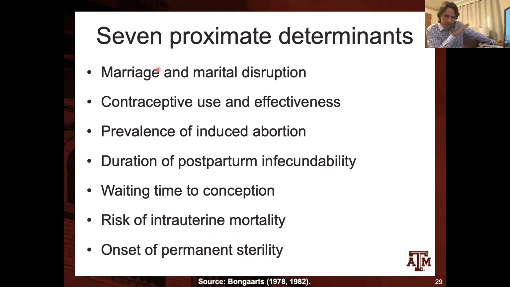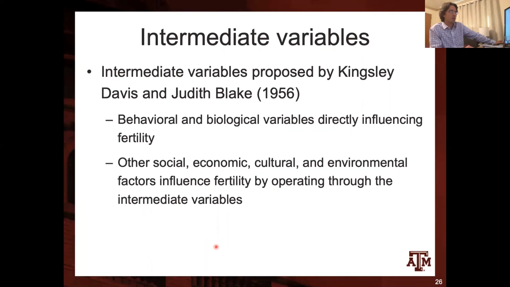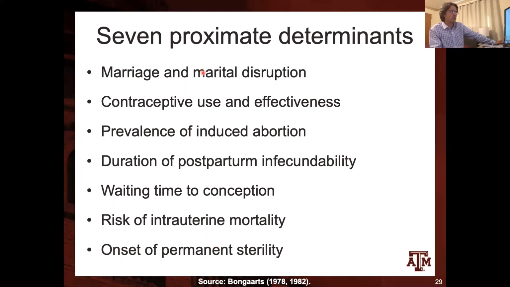So out of those 11 variables that Davis and Blake proposed, Bongers said we can actually summarize them into these 7 proximate determinants of fertility: marriage and marital disruption, contraceptive use, induced abortion, and duration of postpartum infecundability, but also waiting time to conception, risk of intrauterine mortality, and onset of permanent sterility. But he said that these first 4 are the most important, which are the ones highlighted in that previous table. Numbers 1, 7, 8, and 11 are exactly these variables here: marriage, contraception, abortion, postpartum infecundability.